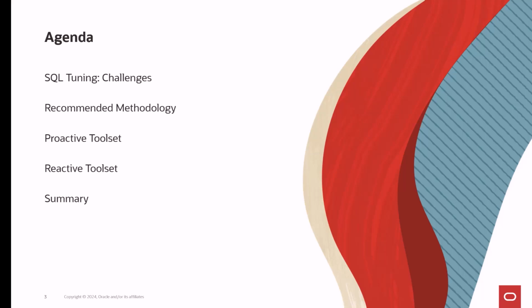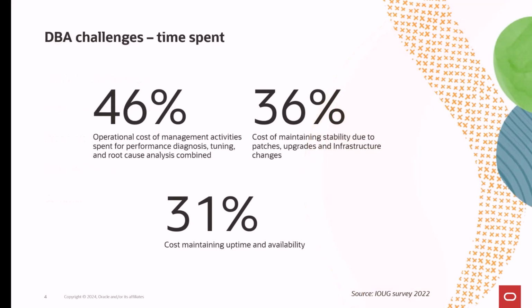Before we jump into the challenges, let's look at the statistics. There was a survey done by IOUG in 2022 where it was found that 46% of operational cost was spent on performance diagnostics and learning the root causes combined. And 36% of time is spent on fixing the infrastructure changes and stabilizing the databases. Whereas 31% is just spent to ensure that the DB is up and running.